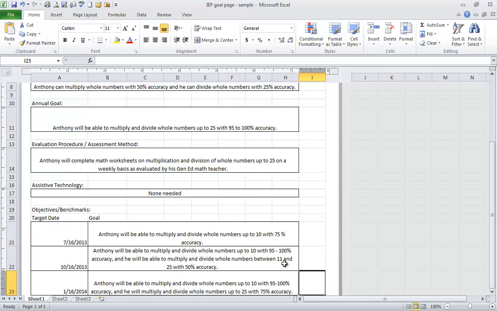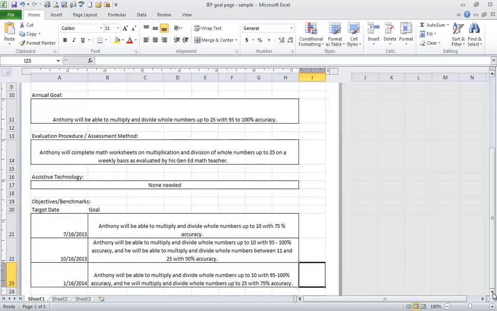to 100%. Remember not to give a goal at 100%. Don't make students do it perfectly in order to feel successful, because none of us do everything perfectly all the time. And then I've also added the element of numbers 11 through 25 with a 50% accuracy. The last benchmark at the 9-month period is that he still maintains that strong accuracy of numbers up to 10, and he advances numbers up to 25, so those 11 to 25, to 75% accuracy. This still leaves me 20 to 25% improvement in order for him to reach the annual goal, which happens at the 12-month mark.